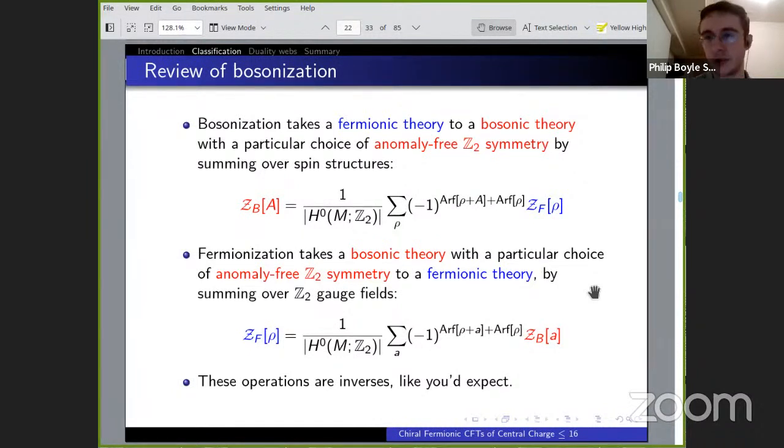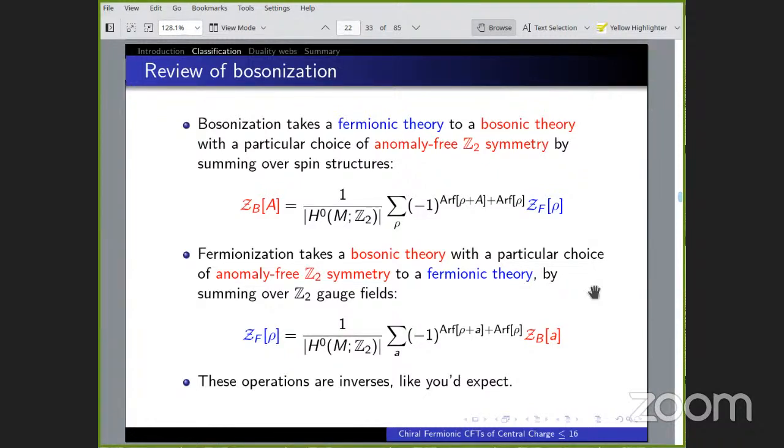Okay, and you look at that mod 2, and it turns out that although the number of zero modes depends on the metric, the number of zero modes mod 2 is independent of the metric. And therefore, that's an invariant that depends not on the metric, but only on the spin structure. And this is basically the simplest example of an SPT phase in two dimensions. It's an SPT phase for fermion parity.